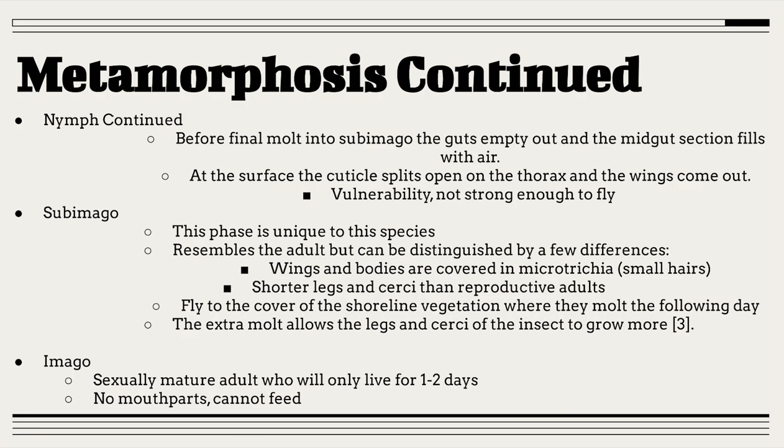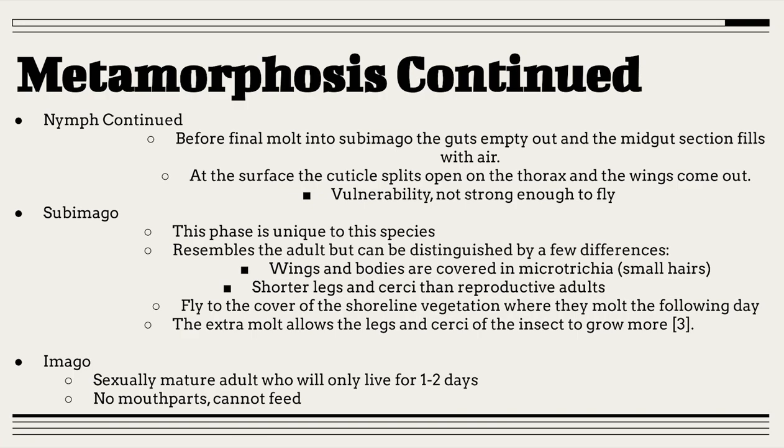The wings and bodies are covered in microtrichia, or small hairs. They have shorter legs and cerci compared to the reproductive adults. And after they hatch, they fly to the cover of the shoreline vegetation where they molt the following day. The final molt of the subimago allows the legs and cerci of the insect to have a final chance to grow before they become the imago.